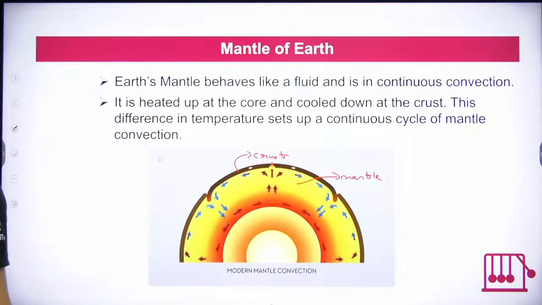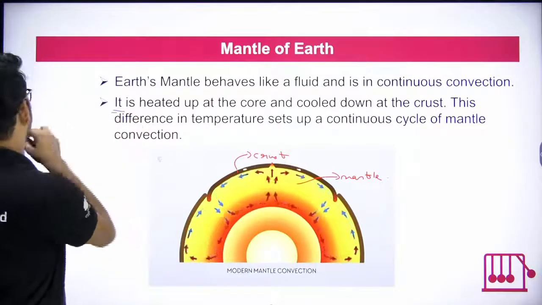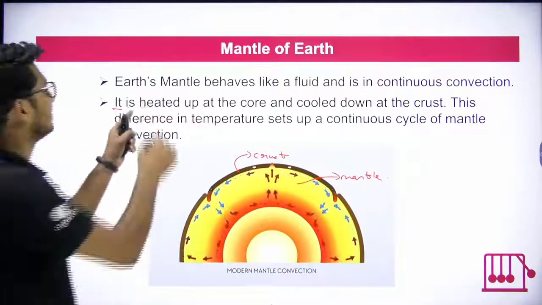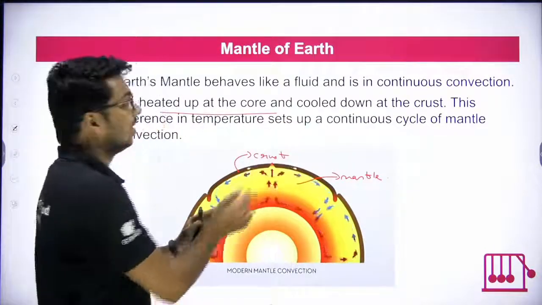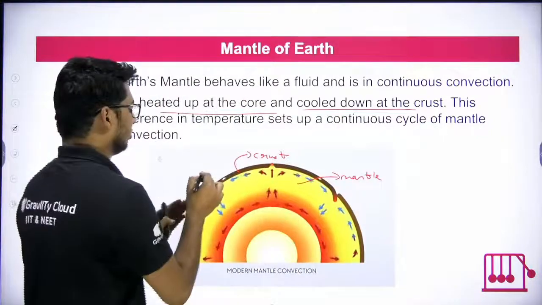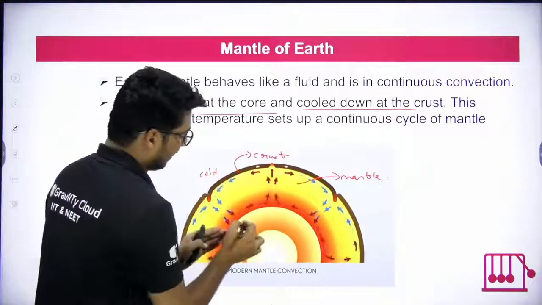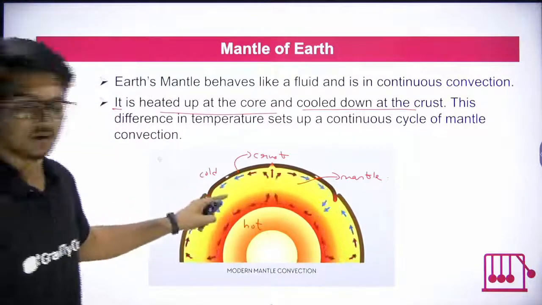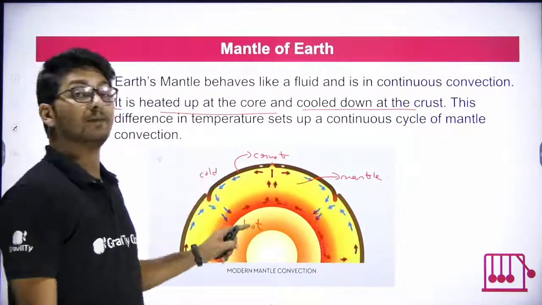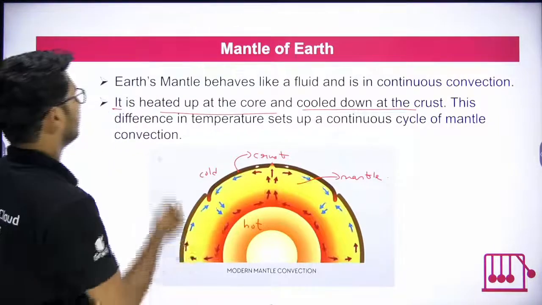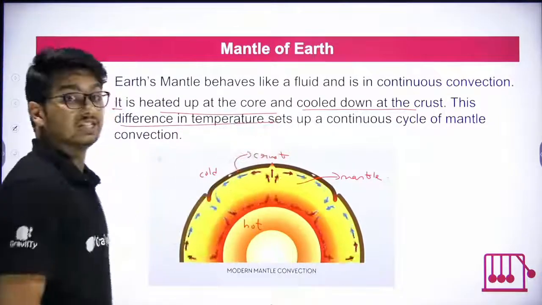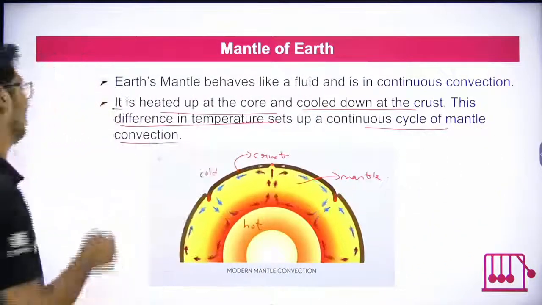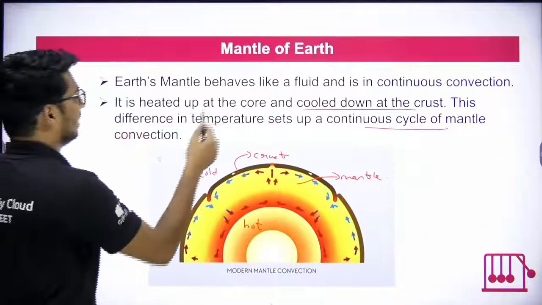Okay. So you can see it in the sense the mantle is heated up at the core and cooled down at the crust. The crust is cold and the core is hot. So it is cooled down at the crust and heated up at the core. This difference in temperature sets up a continuous cycle of mantle convection. We call it mantle convection.